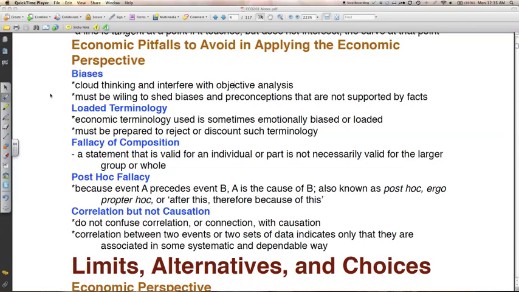Correlation but not causation. We cannot confuse correlation or connection between two things with causation. You can have a correlation between it being cold outside and it snowing, but because it's cold, it does not cause it to snow, right? We have to have precipitation and a bunch of other things going on in order for it to actually snow outside.